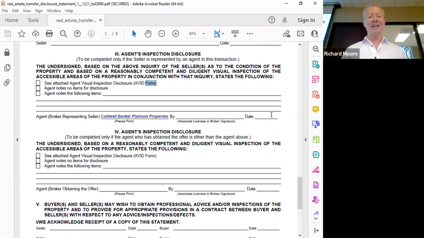And then what should the listing or selling agent do if the seller refuses to complete the TDS? Well, you should tell them that, oh, you got an answer.